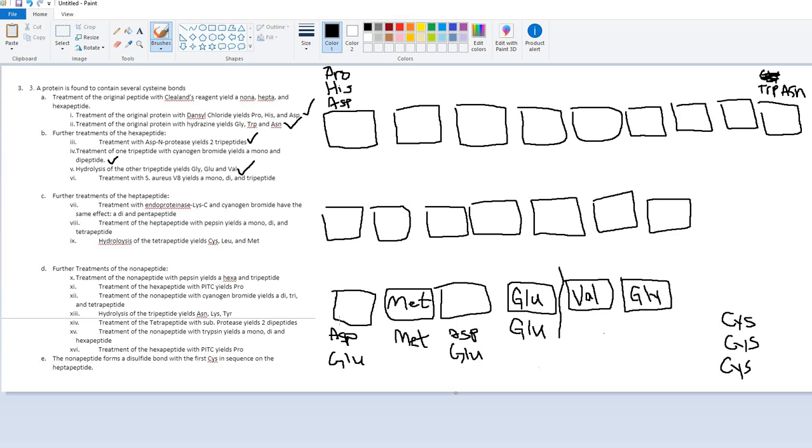Because if it was here, this would be the mono, this would be the tri, this would be the di. And if it cleaved here, this would be the tri, this would be the mono, this would be the di. But you have to remember that there's a cysteine in each one of these three. And we know the cysteine is not in the first amino acid because that has to be a proline, a histidine, or an aspartate. So we know that the cysteine has to go in this spot.